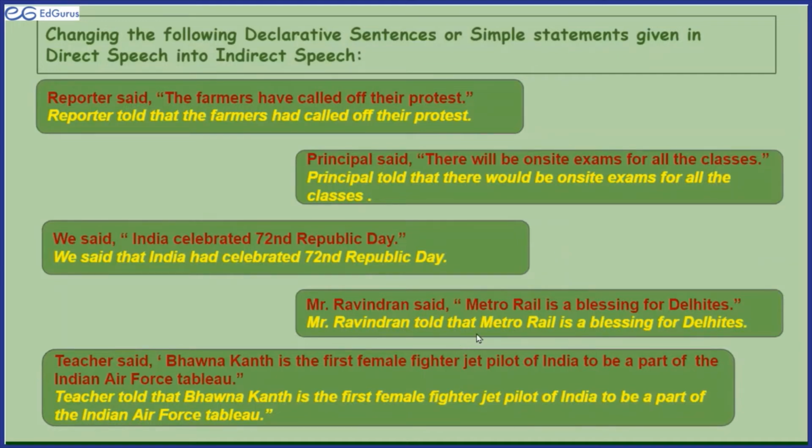Mr. Ravindran said, Metro Rail is a blessing for Delhiites. Mr. Ravindran told that Metro Rail is a blessing for Delhiites. Here, I did not change the tense. Why do you think I didn't change the tense here? Because this is in present also. Yes, because this is a truth, right? This is a fact. Certain facts are there, then we do not change the tense.